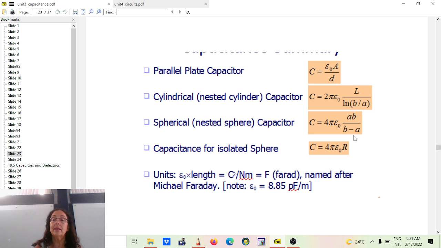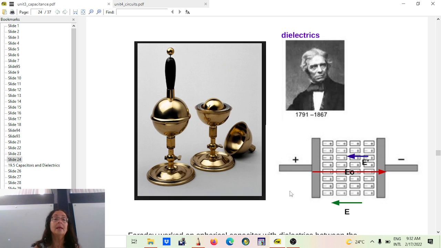Here, when B becomes really big compared to A, so we have the Earth or we have a Van de Graaff generator, that equation becomes this equation. Okay, so we have a pop quiz, we will be using that equation here. And this is a constant, and you see it's 8.85 times 10 to the negative 12. Do remember that p stands for pico. Pico is 10 to the negative 12. Okay, so we did that.